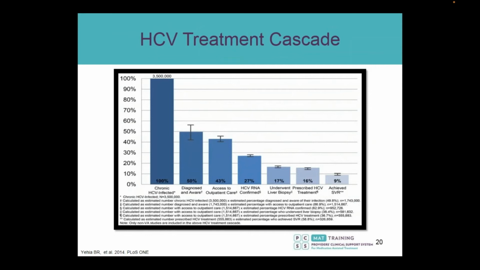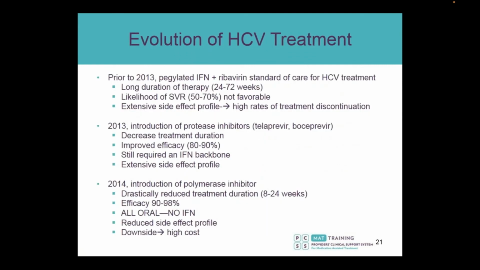And case in point, the Hepatitis C Treatment Cascade has shown that of folks who are chronically infected with hepatitis C infection, roughly 50% are diagnosed and aware of their status. And if you go down the line, only about 16% are prescribed hepatitis C treatment, and only 10% of the total population achieve virologic cure. These numbers are changing a bit with the changing landscape of hepatitis C treatment options, but nonetheless, it's important to get these patients into care and considered for treatment.